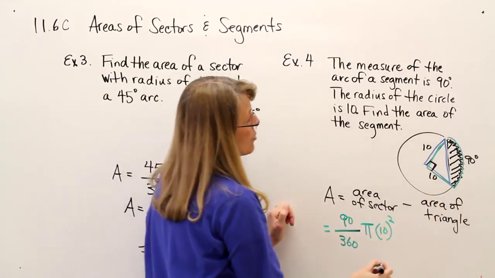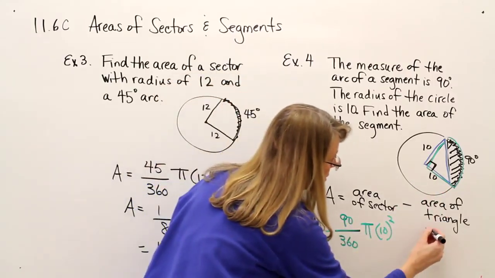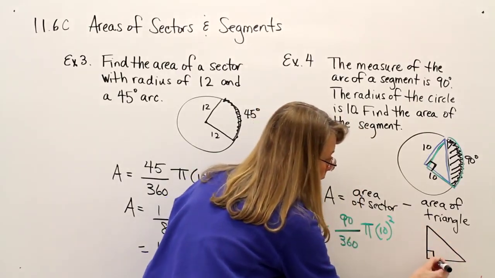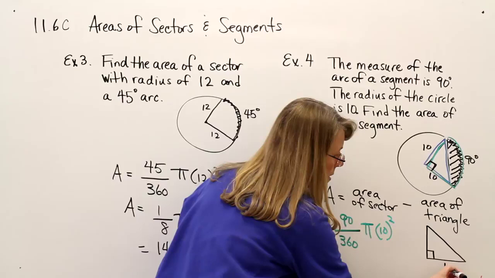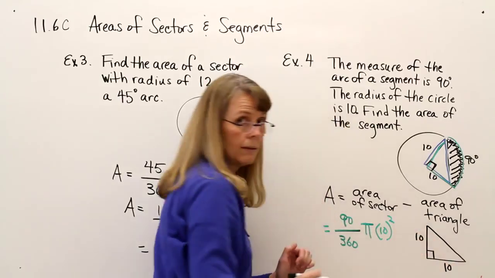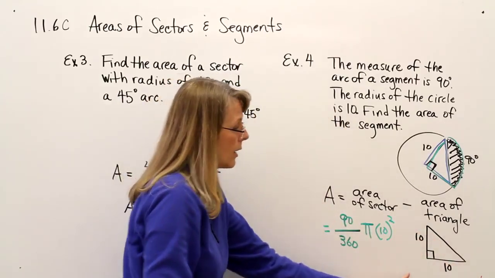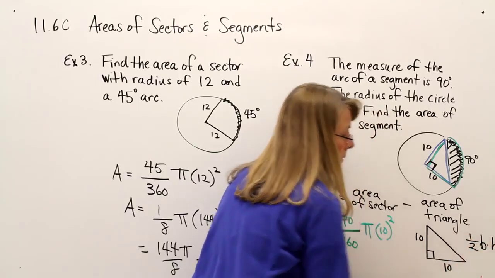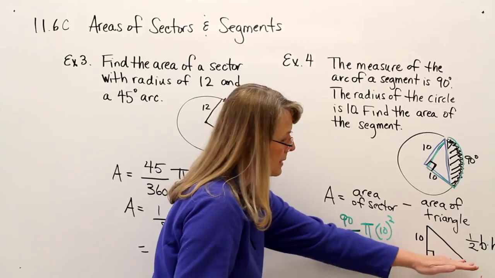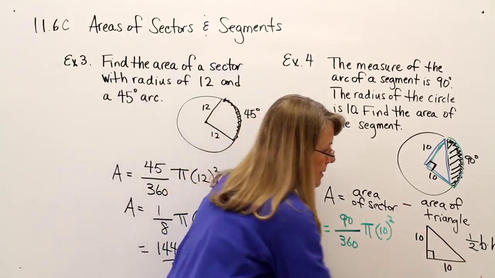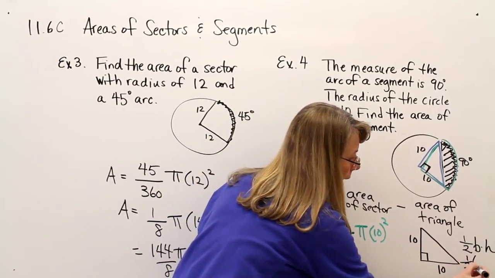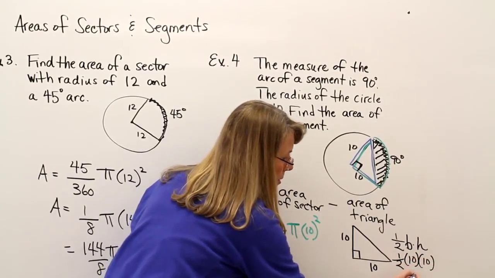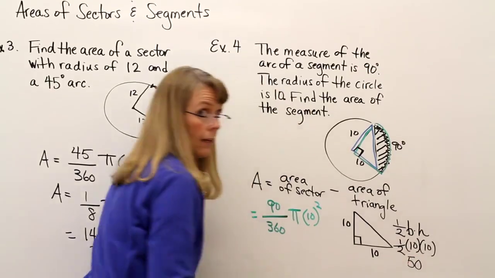So earlier in this chapter, we worked with triangles. So I'm going to redraw it here separately. There's my 90-degree angle. This is 10, and this is 10. And if you recall, area of a triangle is 1/2 base times height. Well, my base could be 10 here, and my height is 10. So that is 1/2 times 10 times 10, which comes out to be 50.